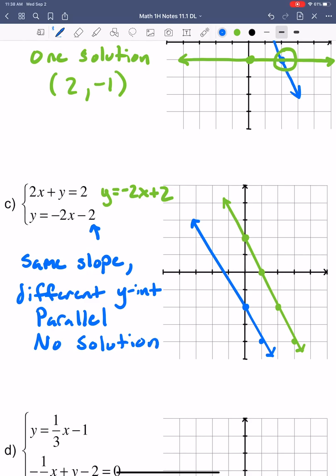And you don't need to write that every single time, but I just want you to notice that we've got same slope, different y-intercepts, which means we have parallel lines, and then we're going to have no solution. So you do need to write that it has no solution every time.